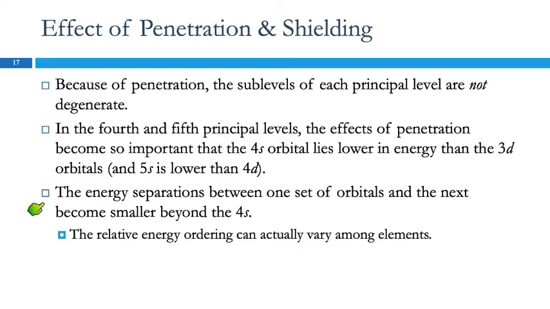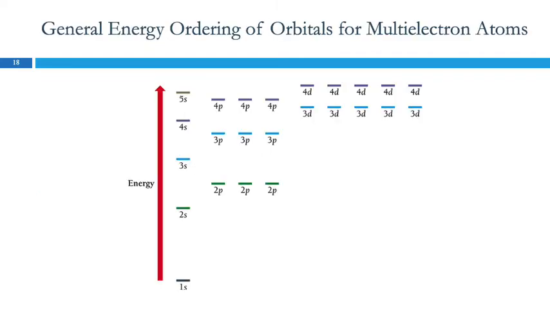As we get beyond the 4s, the energy separations between the different sets of orbitals get smaller and smaller, and we can actually get different energy ordering in different elements. And we're not going to worry about that. We're going to stick with the smaller things.